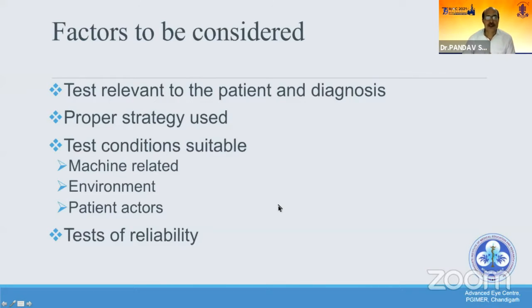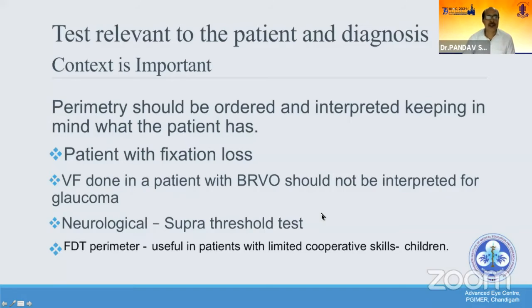There are a number of factors that need to be considered while doing and interpreting visual fields. The test should be relevant to the patient and the diagnosis. The proper strategy must be used. The test conditions should be suitable, and those could be machine related, environment related, or patient related. And finally, if you have done a test, we have to use some tests of reliability to see whether the test is good or not.